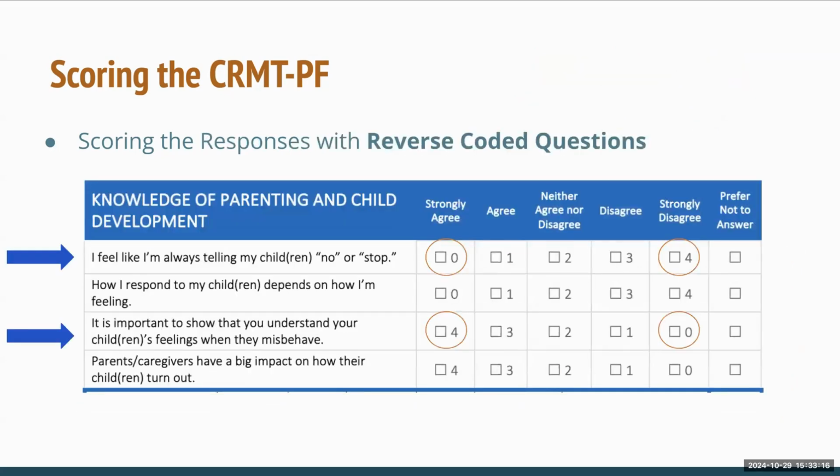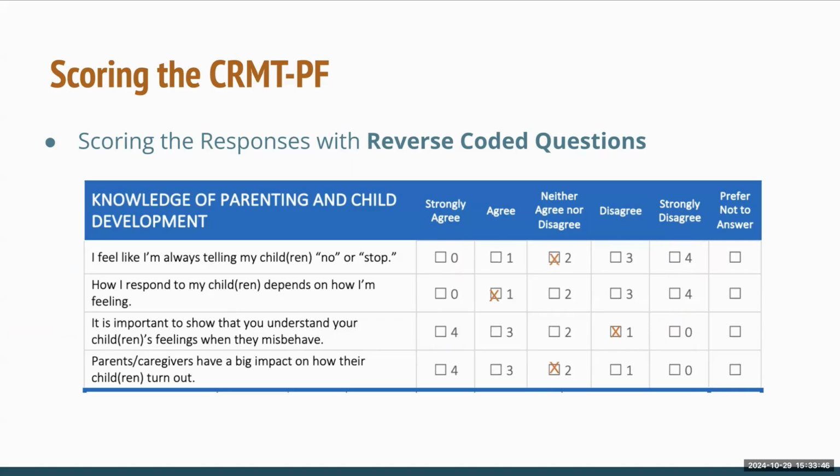Some of the questions are reverse coded. This means that a strongly disagree response is actually a more positive response, so it gets 4 points, while strongly agree gets 0 points. For the knowledge of parenting and child development protective factor, seen here, the first 2 questions are reverse coded and the last 2 questions are coded regularly. You will want to make sure you score accordingly or set up your system to score that way.